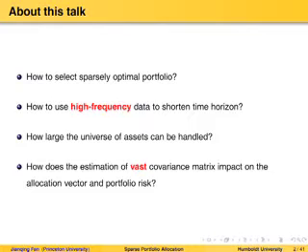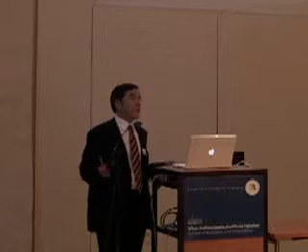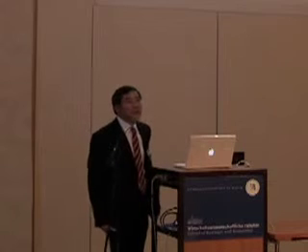And then the next question you may ask is, how large a universe of assets can you handle? There must be some mathematical limits beyond a certain amount of assets in your portfolio, where the error accumulation would exceed the signal. And the next question we ask is, how does the estimation of a vast covariance matrix impact the allocation vector as well as the portfolio risk? In other words, how stable is your portfolio with respect to the estimation of the covariance matrix? And this is very important.